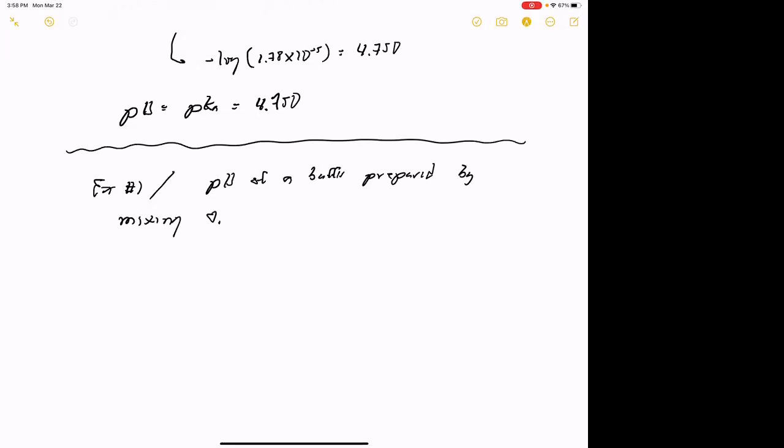0.150 molar NH3, sorry, and 0.258 molar ammonium chloride.